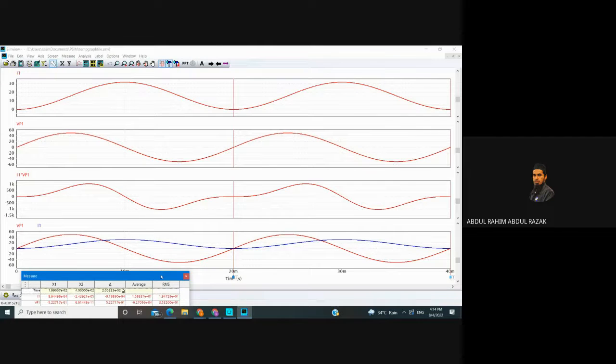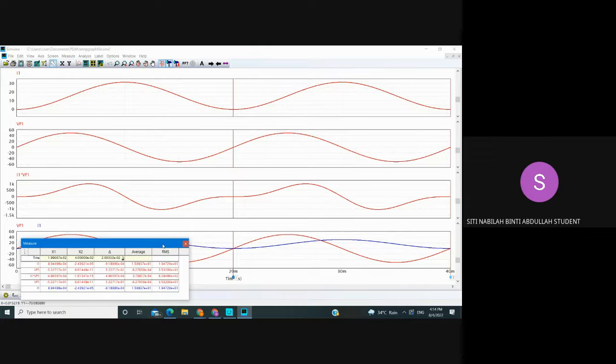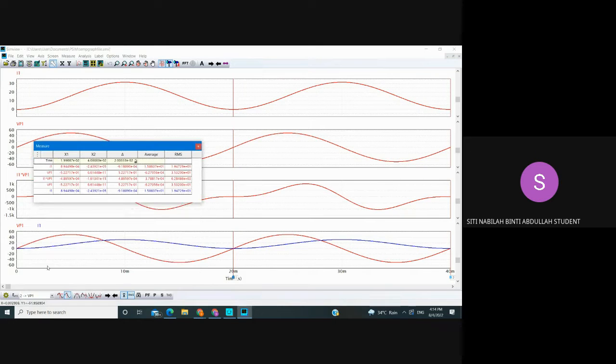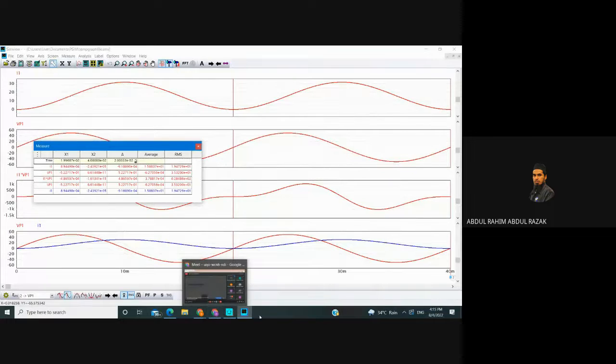Okay, any questions? No, sir. Sir, that means if we want to find X1, it is easier if we combine the graph for voltage and current. So we see the intercept and take the start here. That one can be used as a reference as well. Okay, one of the ways.